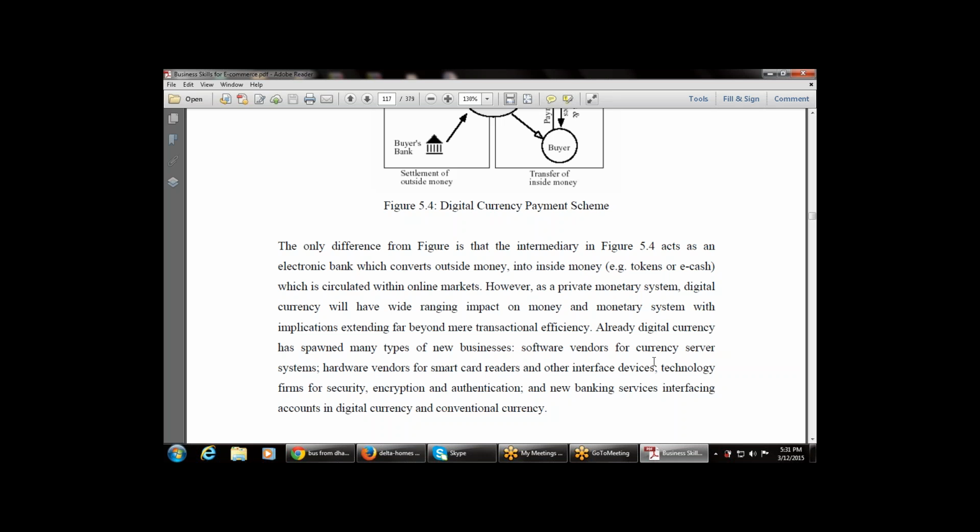Technology firms for security, encryption, authentication, and new banking services, interfacing accounts in digital currency and conventional currency. These are the various types of new businesses that are available: software vendors, hardware vendors, technology firms, encryption, authentication, new banking services, and digital and conventional currency.